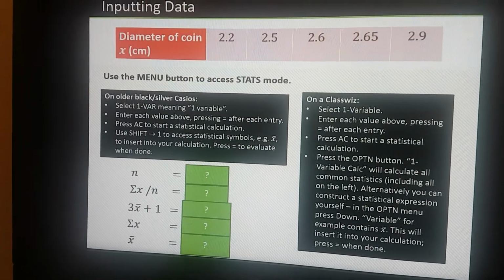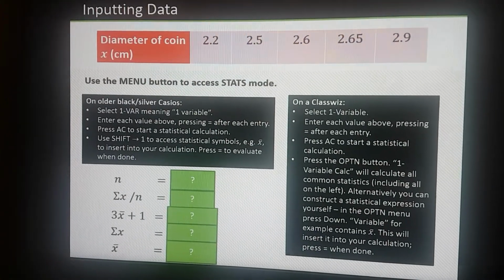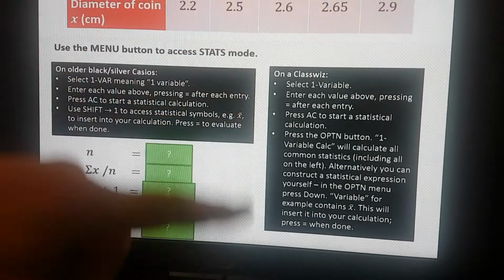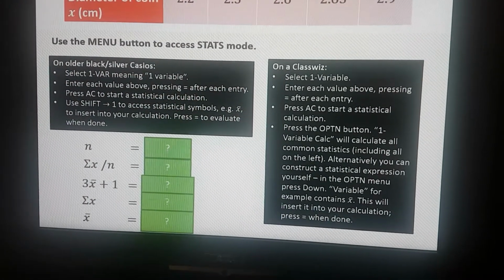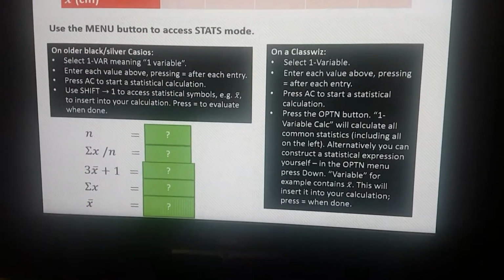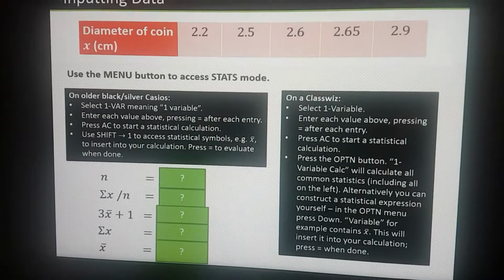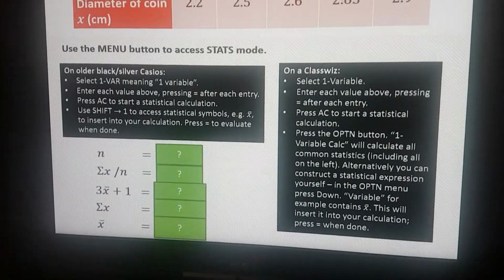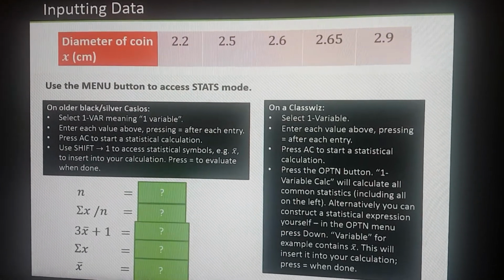I will put a video to show you how to use the calculator exactly, but those are the steps. So it's step by step what you need to do. Obviously, before you select one variable, you need to go to stats mode. I think it's option 6 or shift 6, something like that.